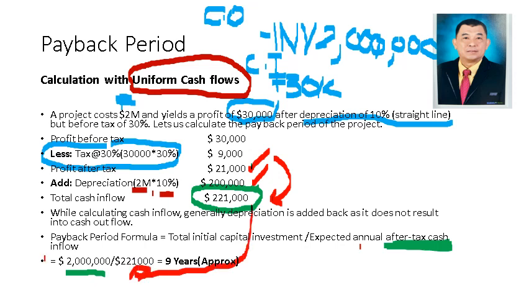The 2 million came from this, from the 2 million. All right. So, your payback is approximately 9 years. Okay? So, that is the payback period if you want to compute it with uniform cash flow. Okay, let's proceed with the non-uniform cash flow, wherein we need to compute the fraction. All right? Okay, let's proceed.